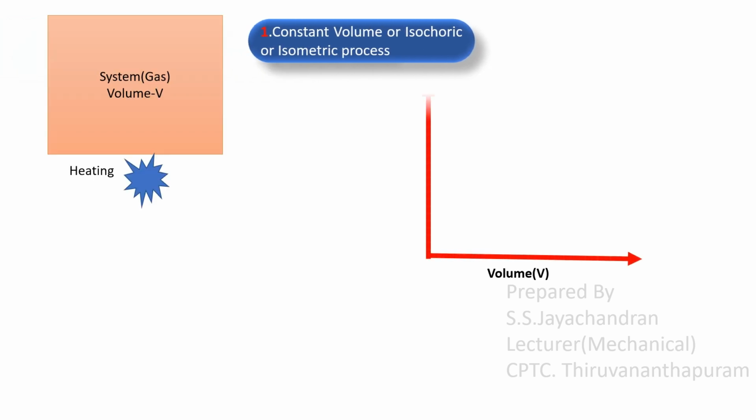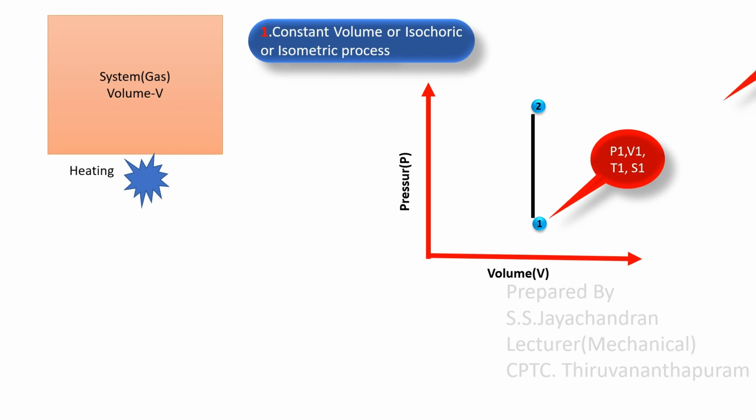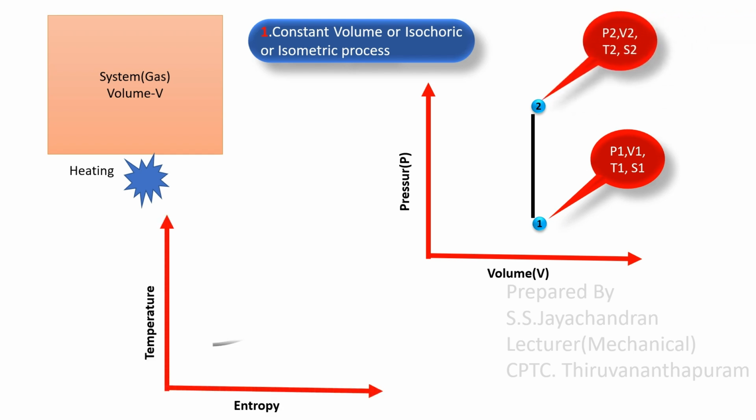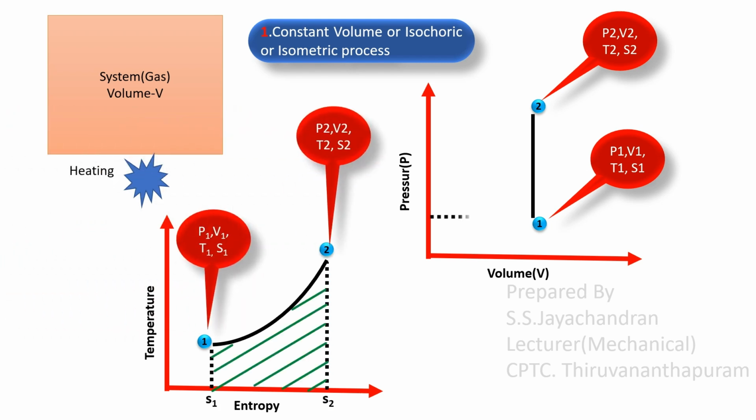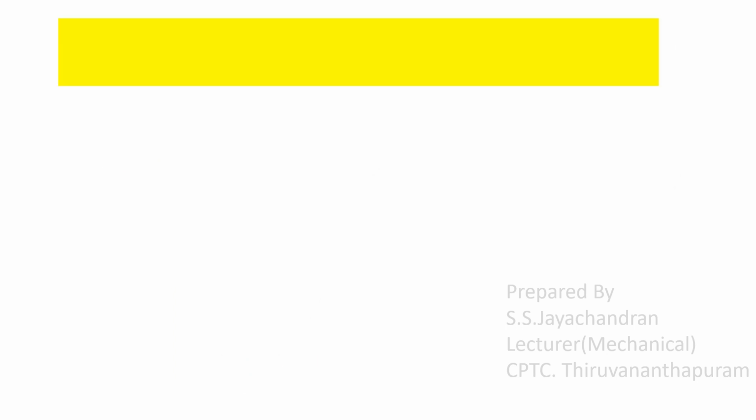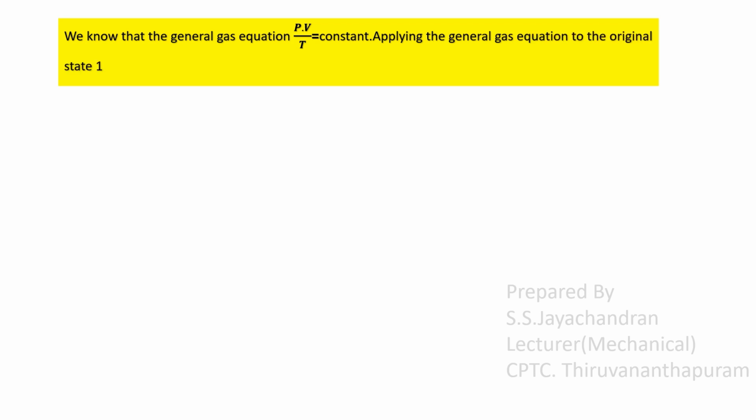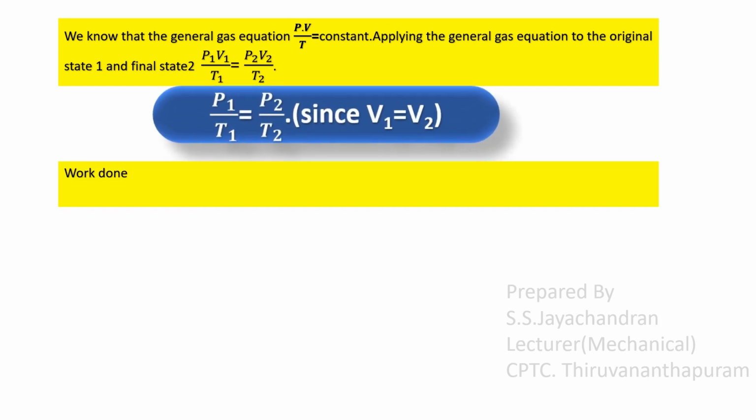The representation of the constant volume process is shown in the pressure-volume diagram and temperature-entropy diagram. The governing equation for the constant volume process is P divided by T equals a constant, where P is the pressure and T is the temperature. For a process 1 to 2, P1 divided by T1 equals P2 divided by T2.